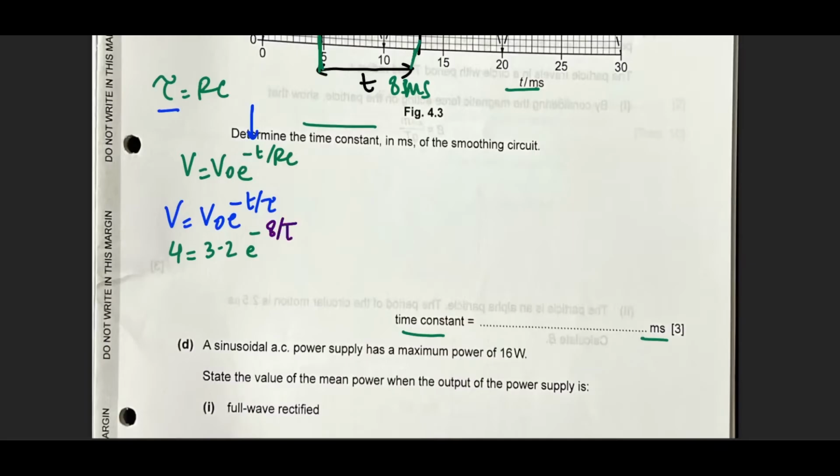So 8 divided by tau. From this point onward, it's just a matter of logarithmic rules and algebra. So this will be 4 divided by 3.